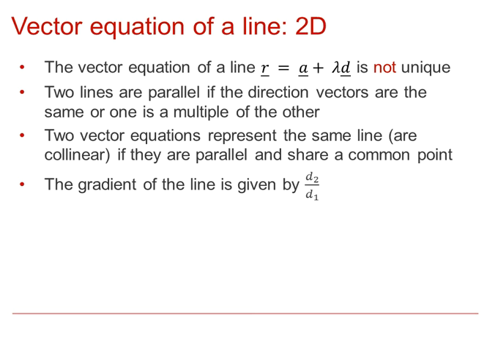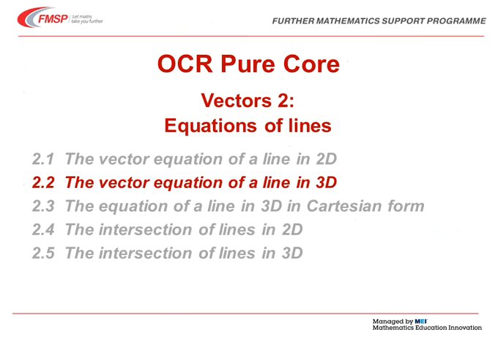You'll notice that the gradient of a line is given by d2 over d1, where we can write that the direction vector d has elements d1, d2. In the next session, we will consider the vector equation of a line in 3 dimensions.